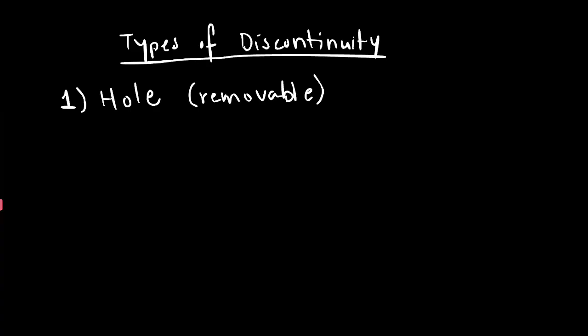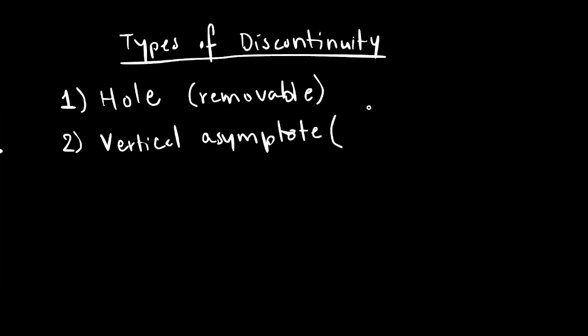An example of which is a vertical asymptote. So if we have an asymptote like this, which is going to be vertical, this is a non-removable discontinuity. And again, we can see this by looking at a quick graph.